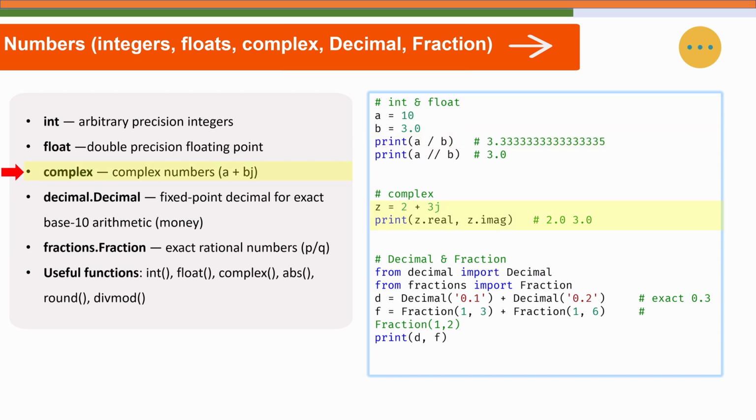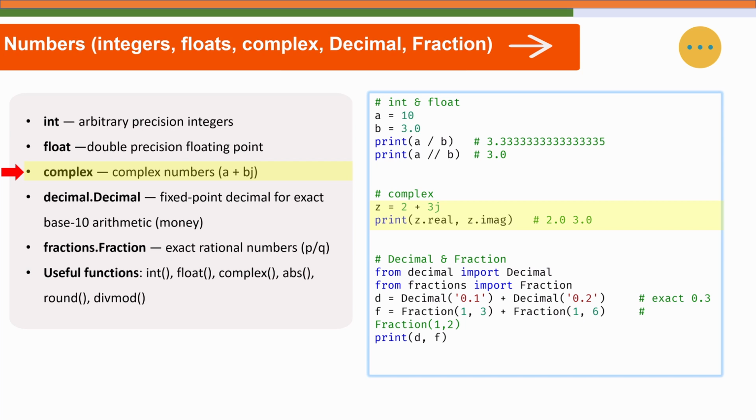For complex maths, Python has a built-in complex type. So a complex number 2 plus 3j has real and imaginary attributes with dot real and dot imag.